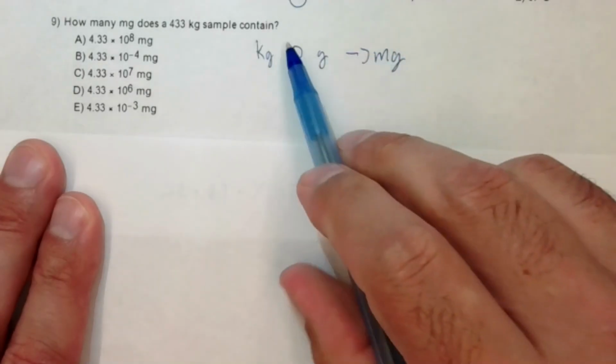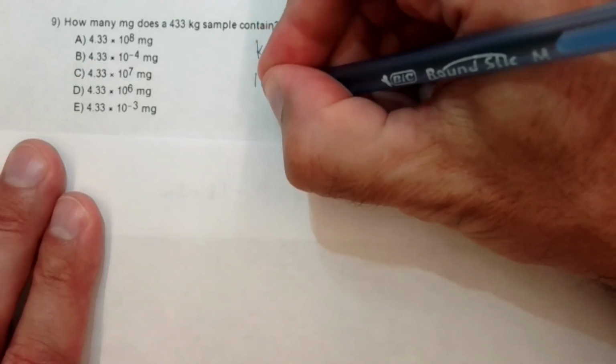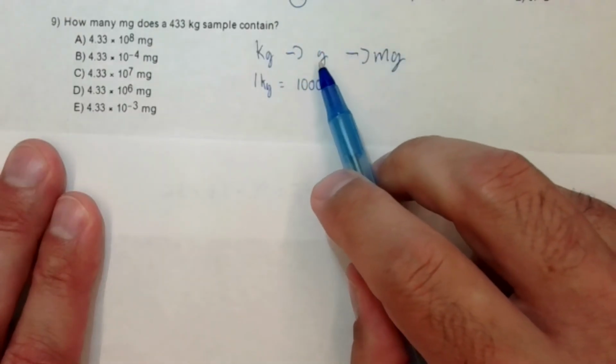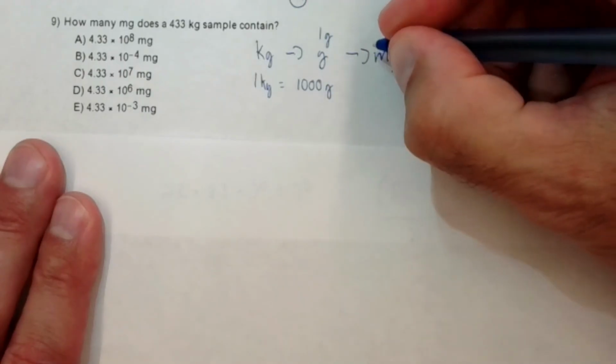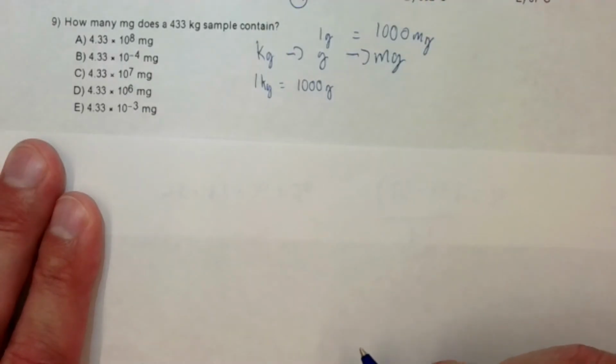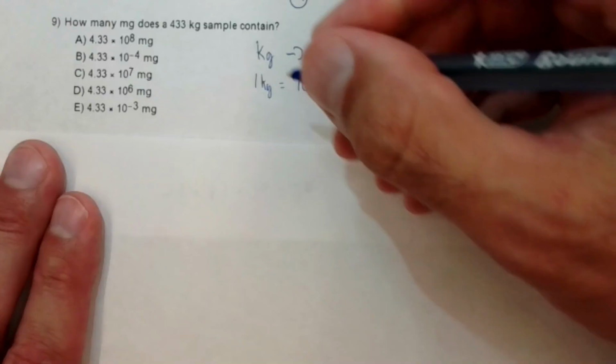And now I need 2 equalities. Every time there's an arrow, we need an equality. So 1 kilogram is equal to 1,000 grams, and 1 gram is equal to 1,000 milligrams. So dimensional analysis is changing the unit without changing the quantities. We're going to use equalities to do these types of conversions.